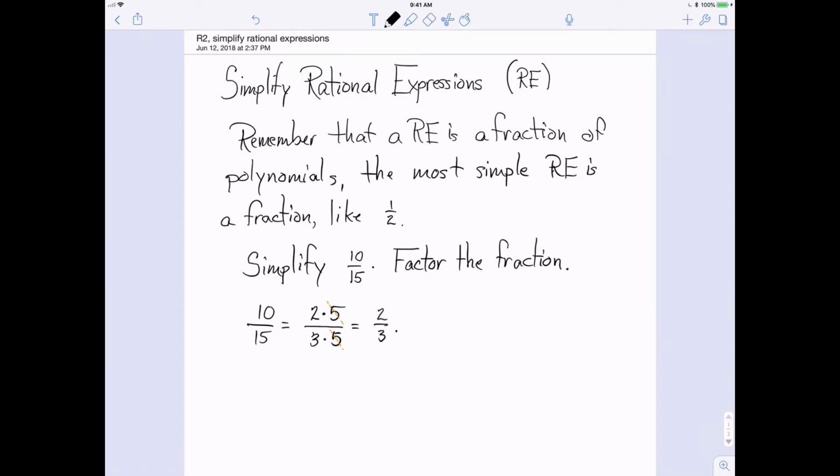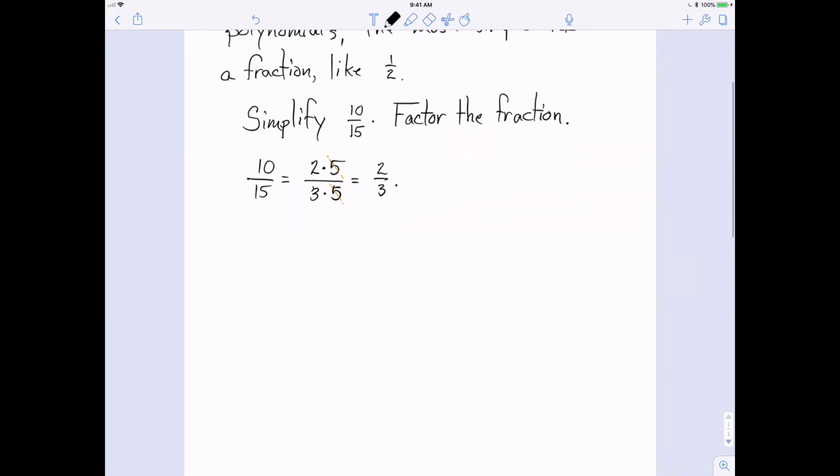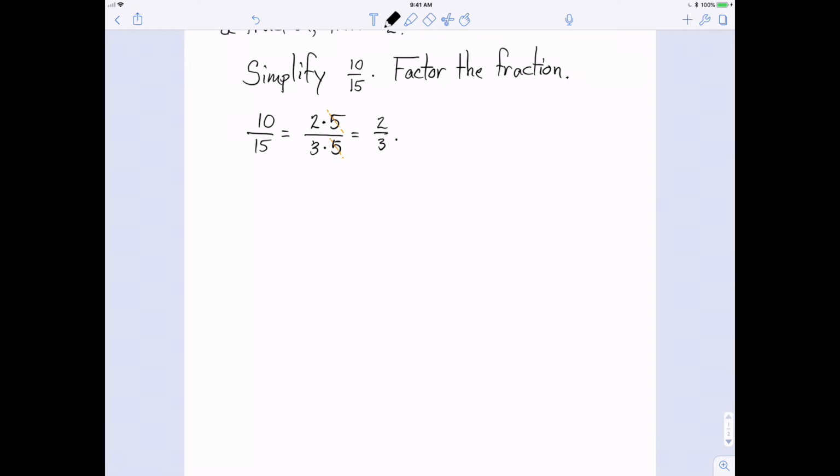Now, let's apply this. We're going to work through 2 more examples. So let's try this on a little bit more challenging problem. It looks like this. Simplify 8x cubed divided by 24x squared y. Now, I'm going to go through the same process.